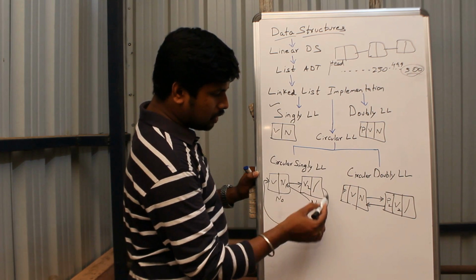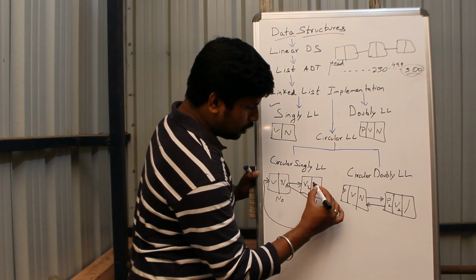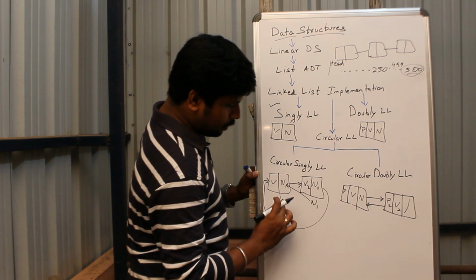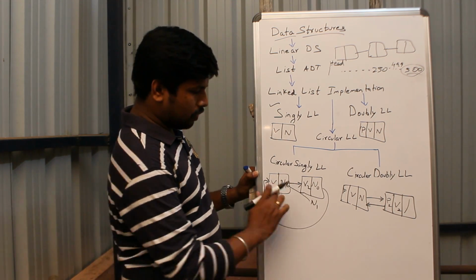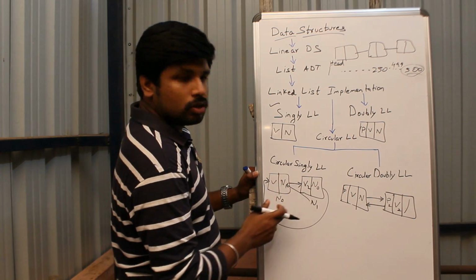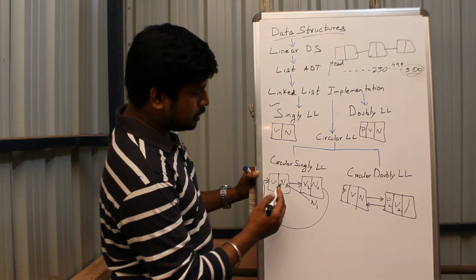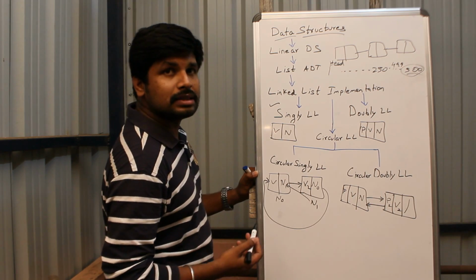As the last node is connected to the first node, instead of a null element, we are going to put the address of the first element in the last node. So first element, second element, again first element, second element. It's a circular process. So this is called a circular singly linked list. Singly represents the number of segments available in a single node.